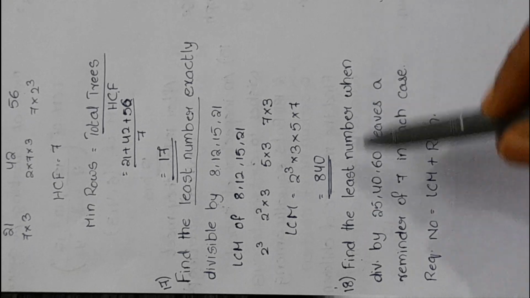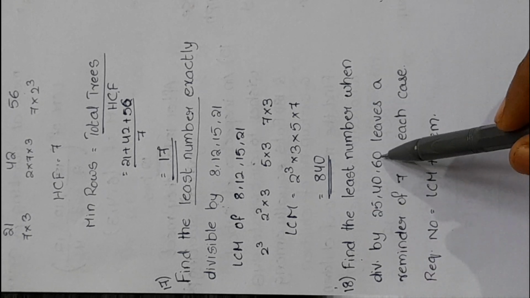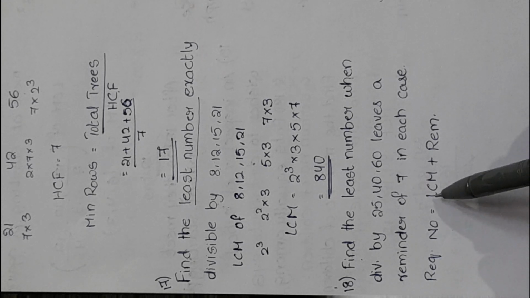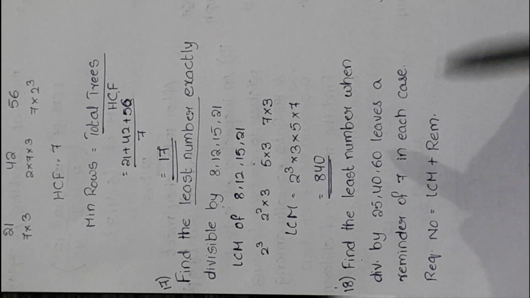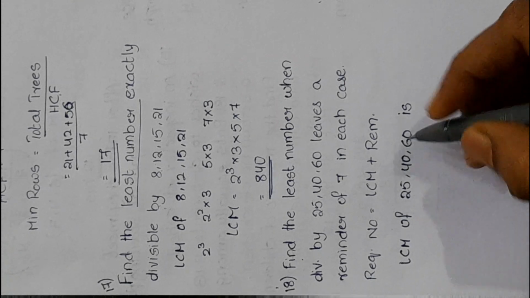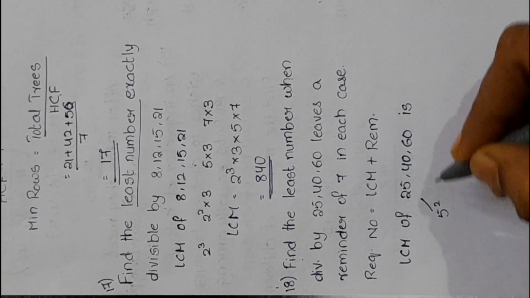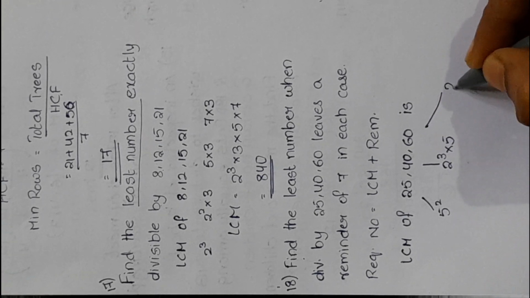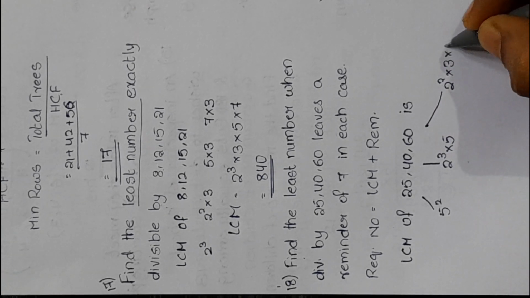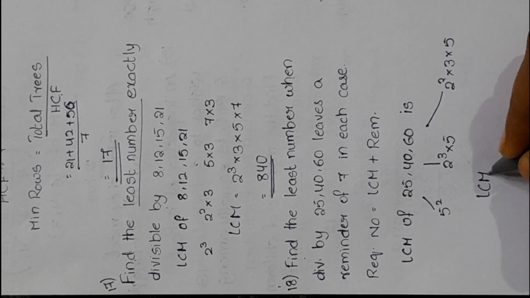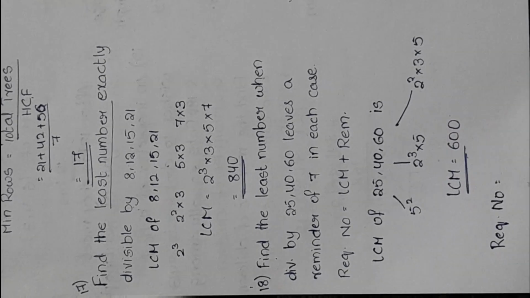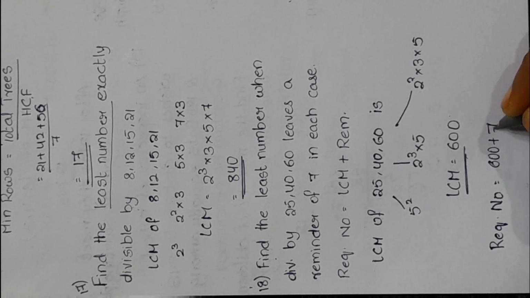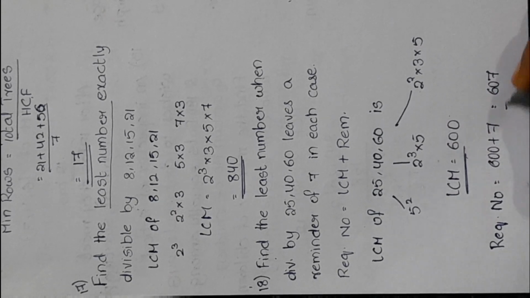18th question: find the least number when divided by 25, 40, 60 leaves a remainder of 7 in each case. We can find this. The required number is equal to LCM of these numbers plus remainder. LCM of 25, 40, 60. The prime factors are 5 square, 2 power 3 into 5, and for 60 it is 2 square into 3 into 5. LCM of these three numbers is 600. The required number is LCM plus remainder. 600 plus 7. So the number is 607.